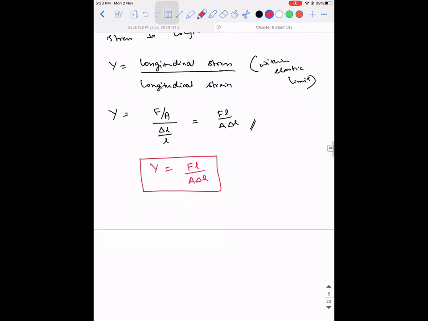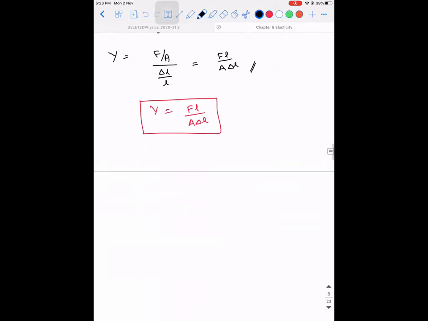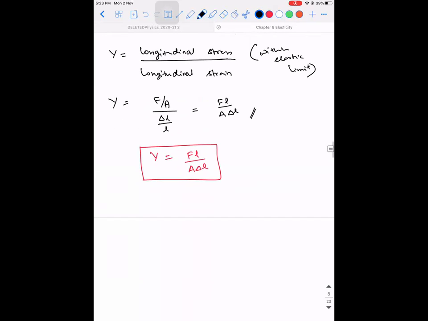So here L is length, no sir. L is the original length. Delta L is the change in length. Okay, I will draw the diagram and show. See, this is mainly used for wires. And this is the most important of all, because this is what we are going to concentrate on in this chapter.